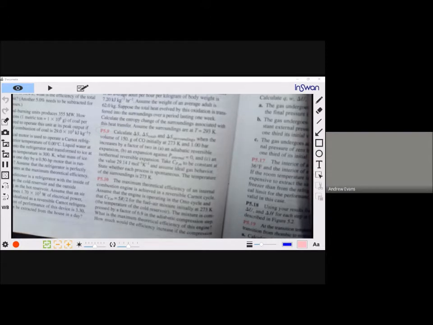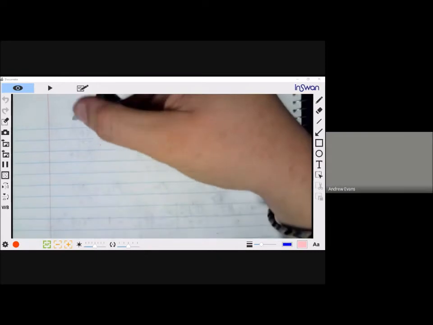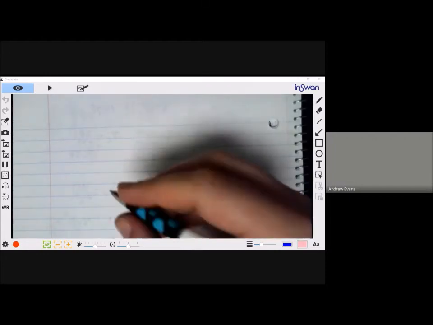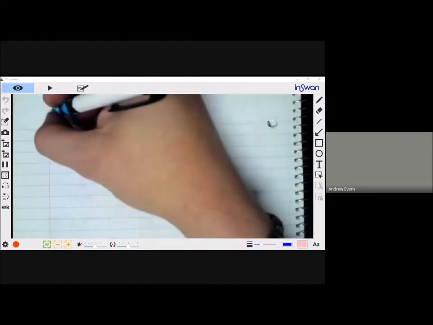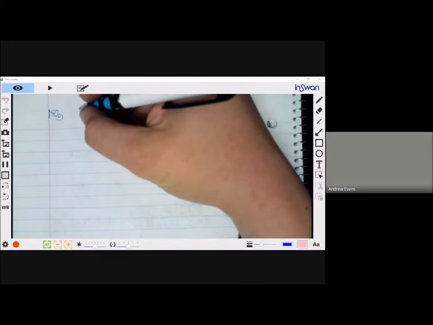So we have an adiabatic reversible expansion, the irreversible expansion into a vacuum, and an isothermal reversible expansion where heat is allowed to exchange. So step 1 is to write down what we know. We have 150 grams, which we can use to find the moles.